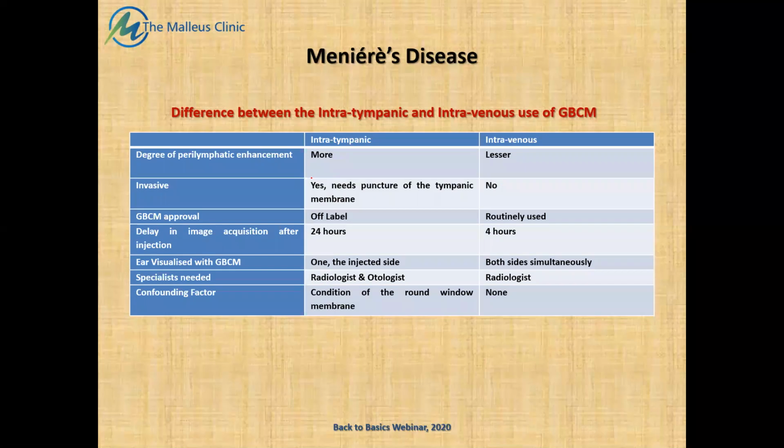And the last confounding factor here is that in intratympanic gadolinium use, similar to gentamicin, the condition of the round window membrane also decides how much of the gadolinium is going to percolate, is going to diffuse into the perilymphatic compartment. If the round window is thickened, if there is granulation tissue, if it is thickened because of an inflammatory process, the diffusion is much lesser.